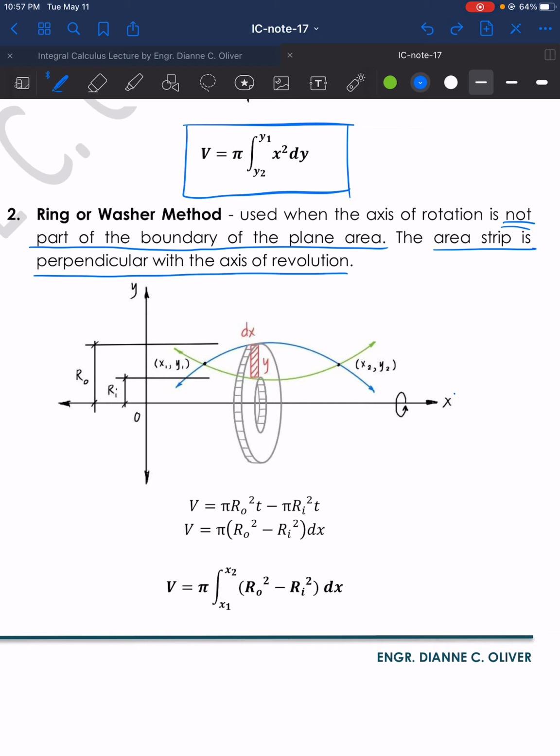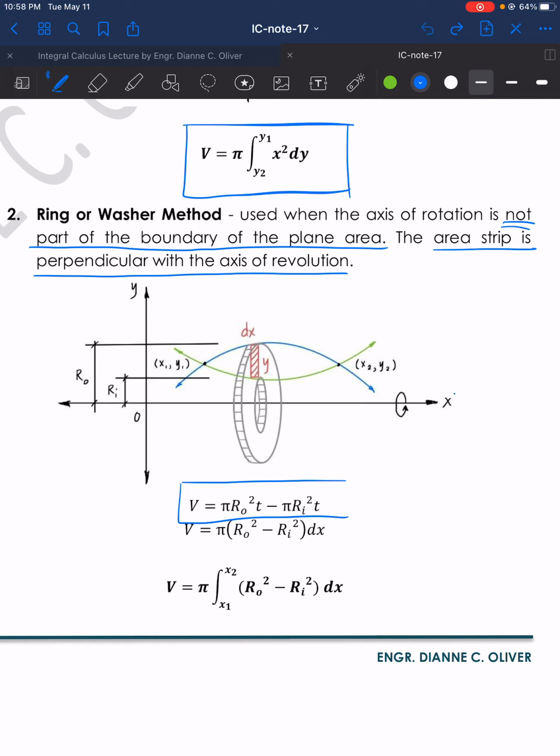Now, how do we get the volume of a ring or washer? The volume is equal to pi r outside squared times the thickness, where r outside is the outside radius, minus pi r squared times the thickness of the hole, where r is the radius of the hole, or the inside radius.